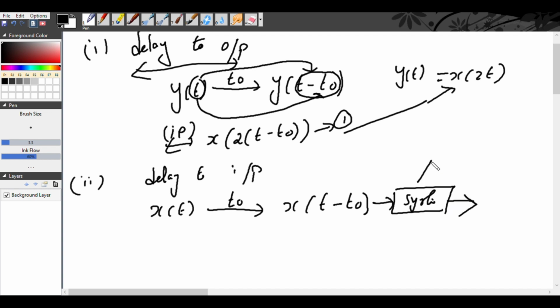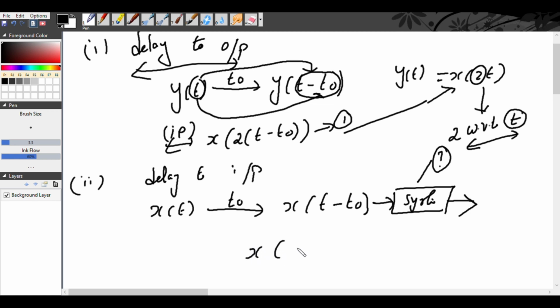What is the nature of the system? Nature of the system is to multiply 2 with respect to t. Please note, nature of the system is to multiply 2 with respect to t. Did you see that? Okay? So what kind of output will I actually be getting?